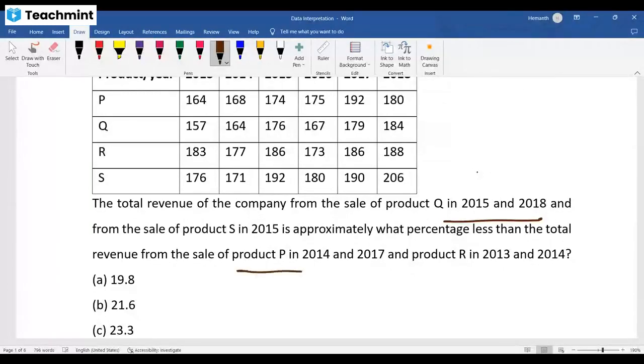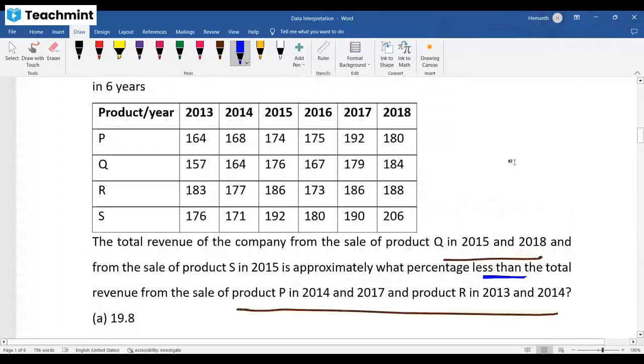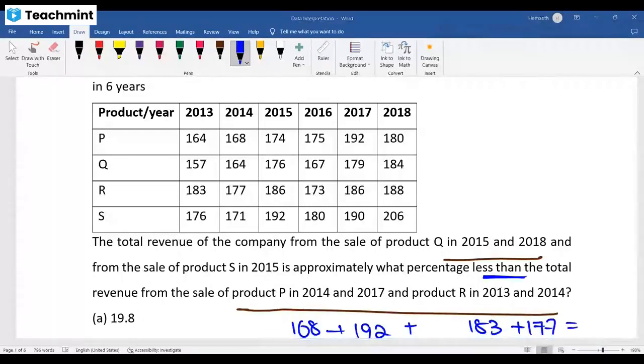You take that and this one separately. Now percentage less than, so this first one should be compared with the second group. Second group is P in 2014 and 17. So P in 2014 is 168, 2017 is 192, R in 2013 is 183, R in 2014 is, so this value is how much? Okay, first one will be definitely less than, so you have to check. This is 168 plus 192, 360 plus 720 is what this one.